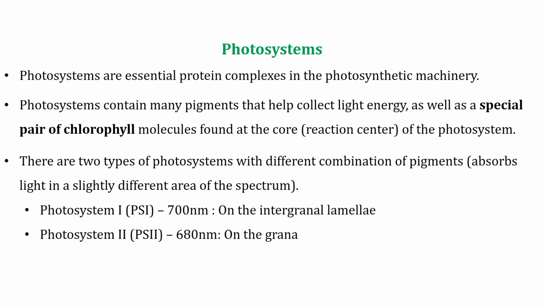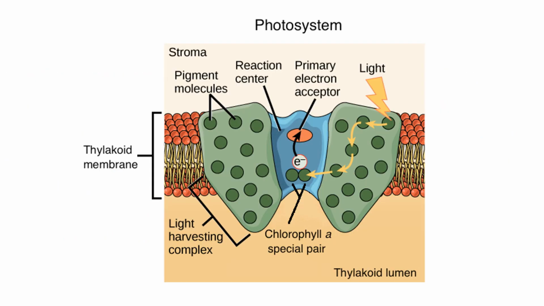Photosystem 2 absorbs at 680 nanometers, found on the grana. This diagram shows a photosystem. There you can find thylakoid membrane, stroma, pigment molecules, all of which play critical roles in the light-dependent reactions.